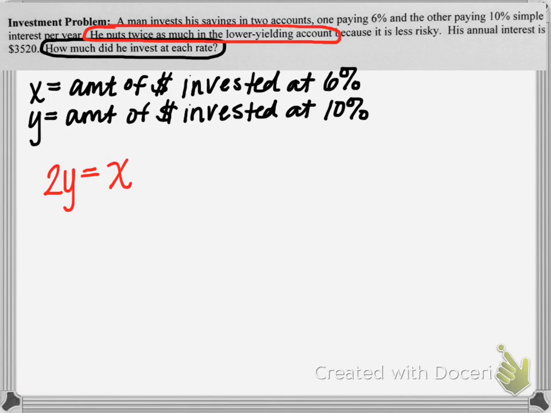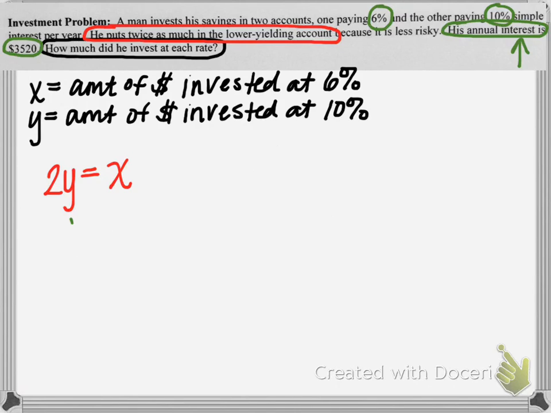So now keep reading. We need to write a second equation. And the second equation comes from the statement that is in the next sentence, which is the annual interest earned is $3,520. The key word here is interest. So because this is the amount of interest that he's earned, then I'm going to have to use the 6% and the 10% here in this equation so I can figure out my interest.